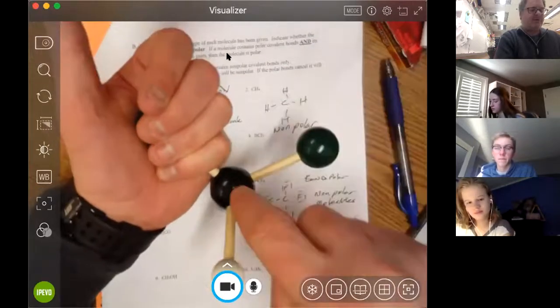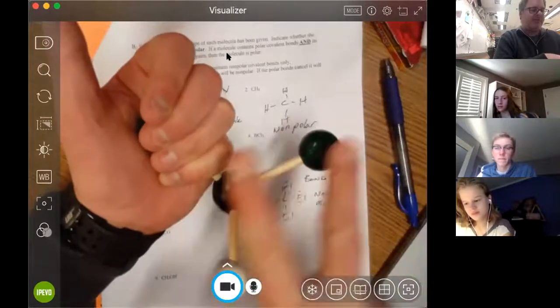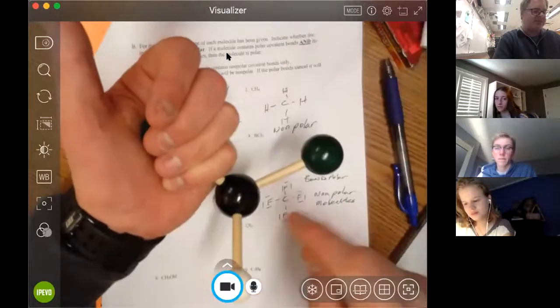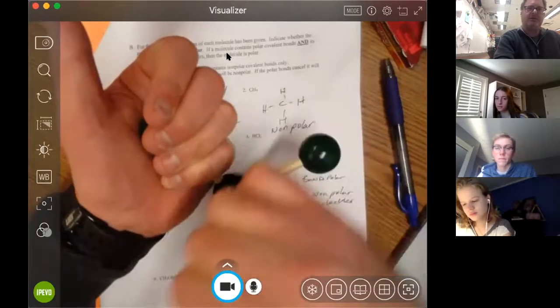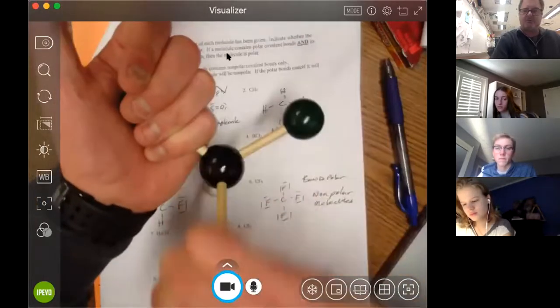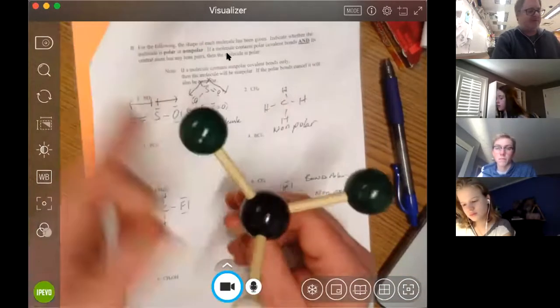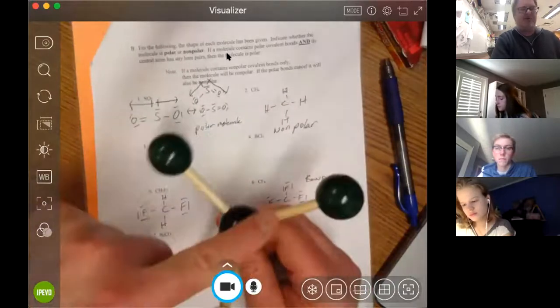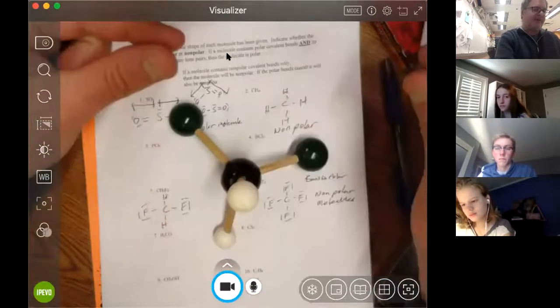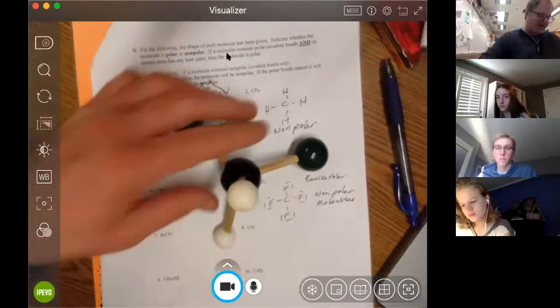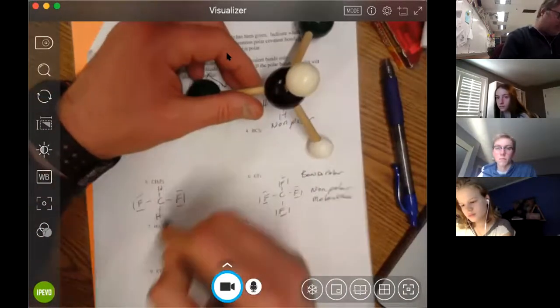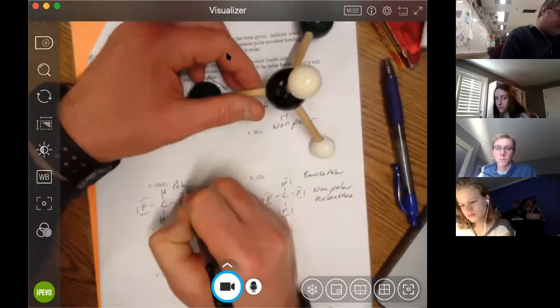If we had a ring right here and we pulled that ring in that direction, it would move because there's nothing pulling it back in this direction, right? So even though we have a polar bond here and a polar bond here, that's going to pull them out that way. Nothing's pulling them back. So that would be a polar molecule.